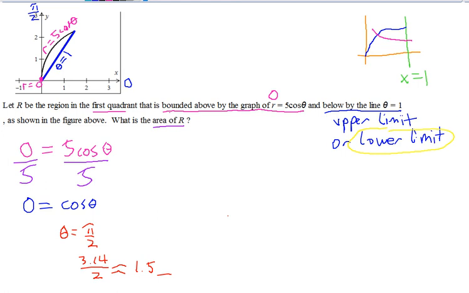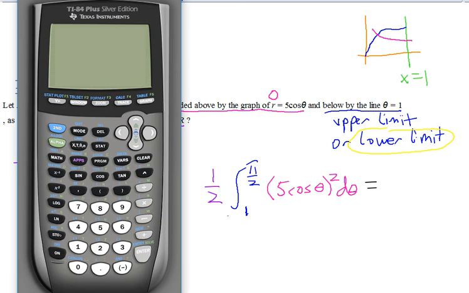So when we set up our integral, it would just be 1/2 integral from 1 to pi over 2, and then 5 cosine of theta squared d theta. And again, we just have to use our calculator, so I'll show you guys on both calculators how to enter that in.